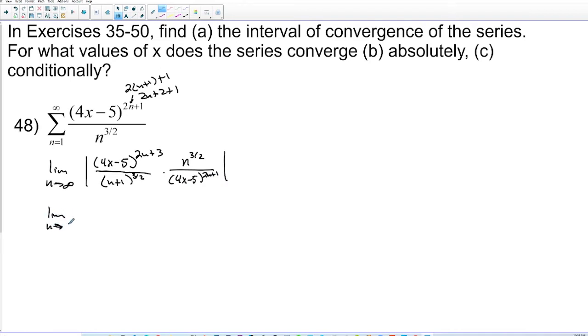Limit as n approaches infinity, and then we have 2 extra 4x minus 5s. So 4x minus 5 squared. We can write the n's as n over n plus 1 to the 3 halves. Now when we do the limit on n, this is 1, and 1 to the 3 halves is 1. We get absolute value of 4x minus 5 squared is less than 1. Well, since this is being squared, we don't really need the absolute value.